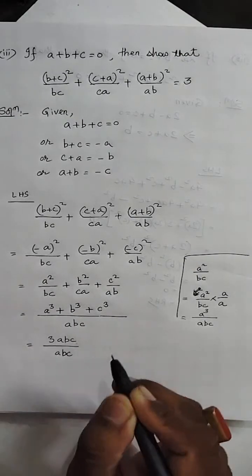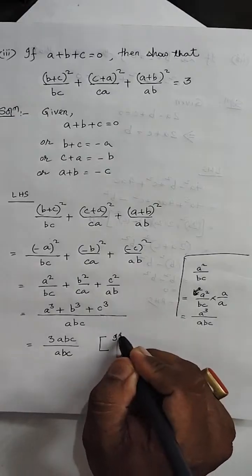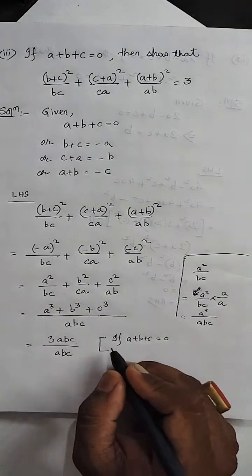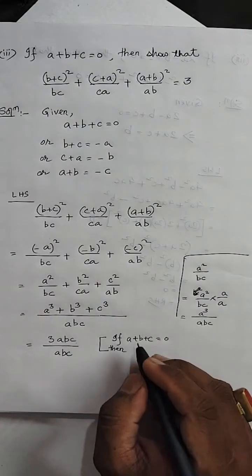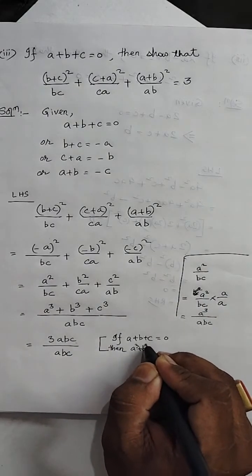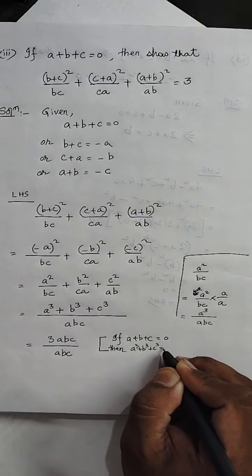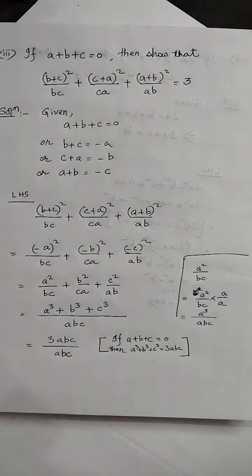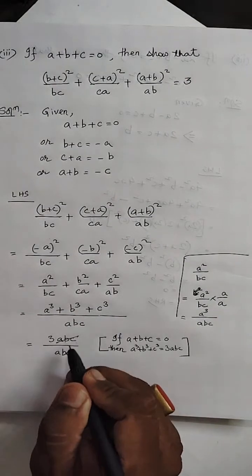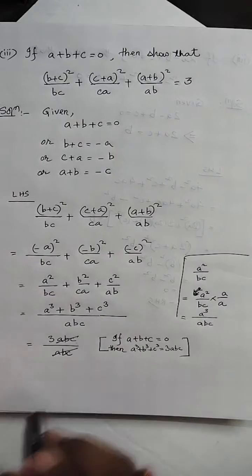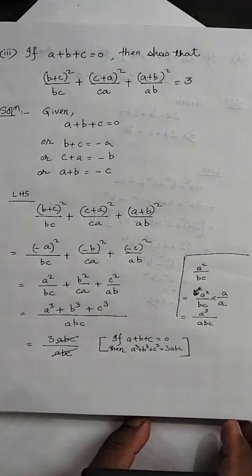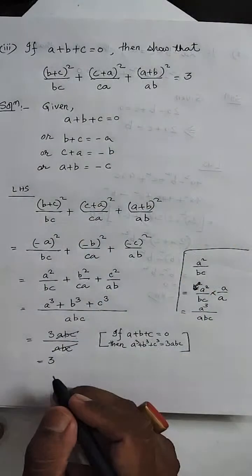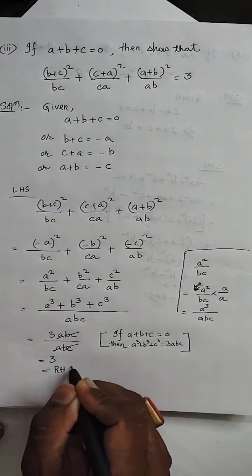divided by abc. I will just write down the condition. If a plus b plus c equals 0, then a cube plus b cube plus c cube is equal to 3abc. So this 3abc and the abc will get cancelled out and we will have 3. So this is what we were required to prove. So this is equal to RHS.